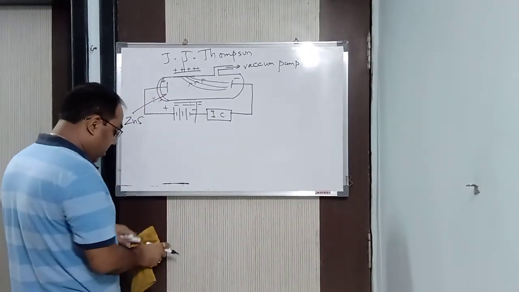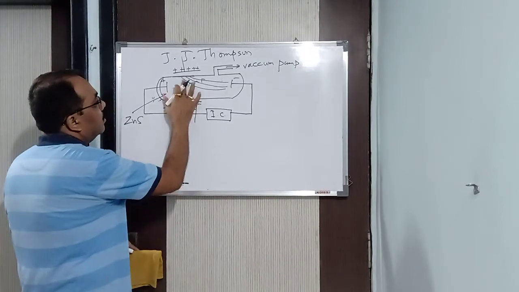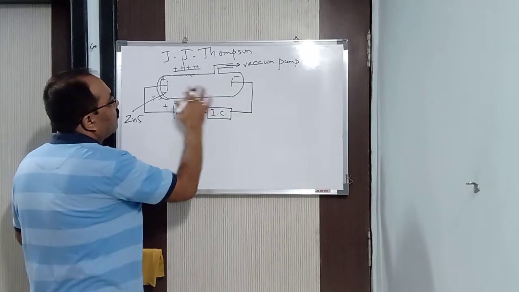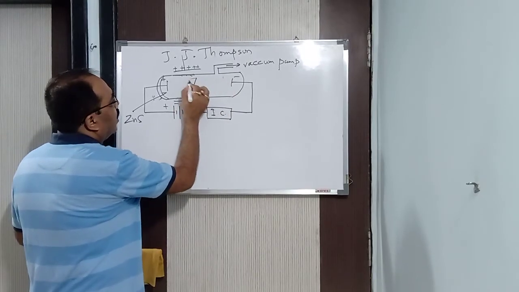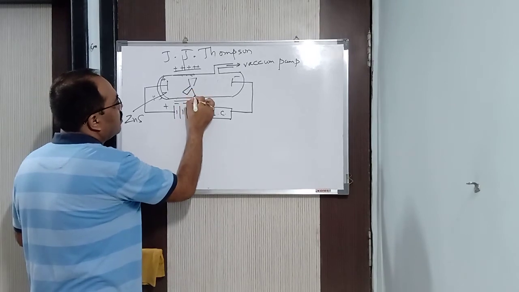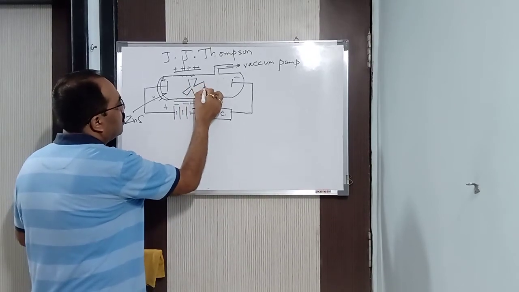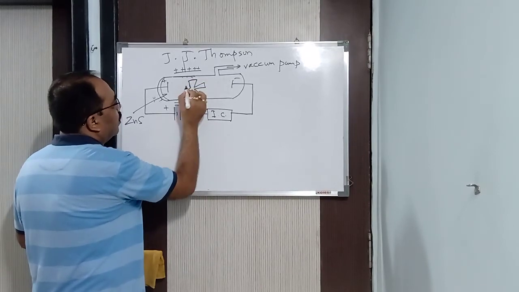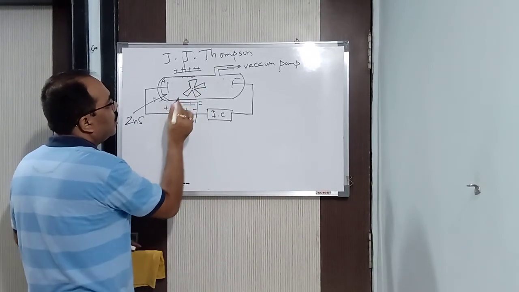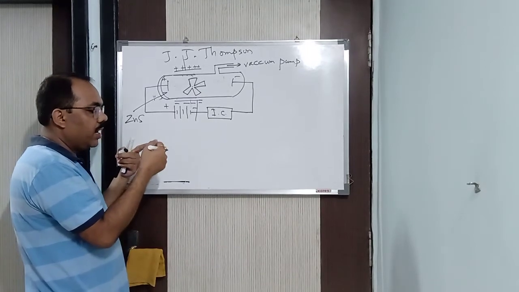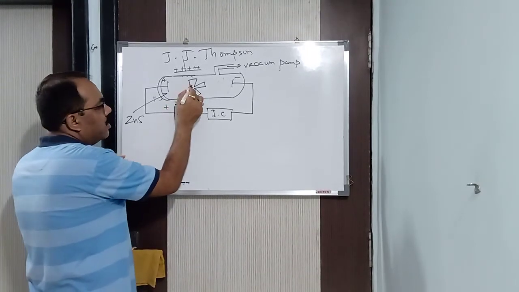Now next, if you take a mica foil and cut it in the shape of a fan. Mica is a very light substance. I will cut it in the shape of a fan, and I will make a hole here, and in that hole I will put a pointed nail.